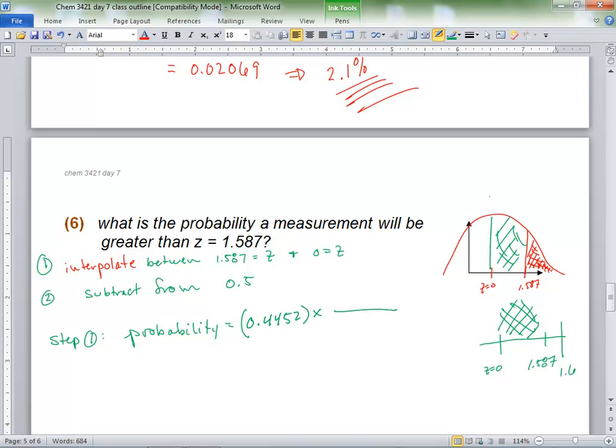Times the fraction of the known interval. So here you see that here's the known interval, here's the fraction that I want. You see it? So the known interval, the denominator, is going to be just 1.6 minus 0. The top is going to be this length, 1.8587 minus 0. All right, here's the entire length. There's the top. So get your answer, subtract from 0.5, and you'll have it.